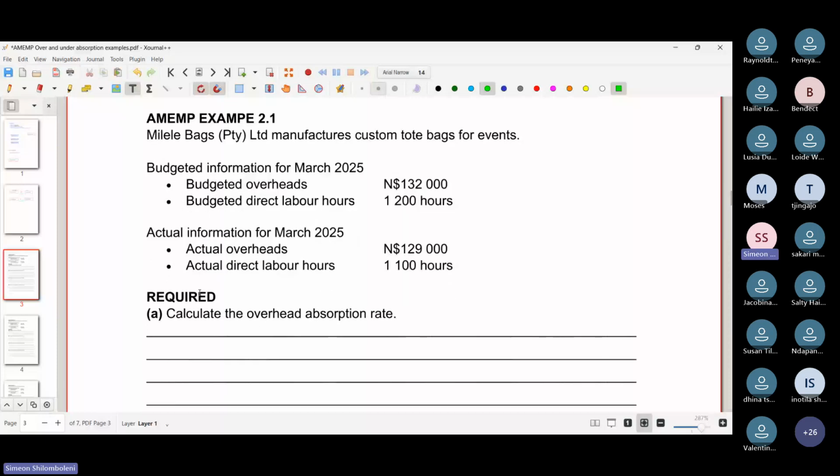Number one, the first thing that you need to do. Milere Bags manufactures custom tote bags for events. Budgeted information for March 2025 is here. There is budgeted overheads and then there's budgeted direct labor hours, 1,200. Actual information for March 2025. These are the actual information. Number one, what are we supposed to do? Someone. Identify the actual overhead. Good. We are going to identify the actual overheads and we got them as 129. Perfect.